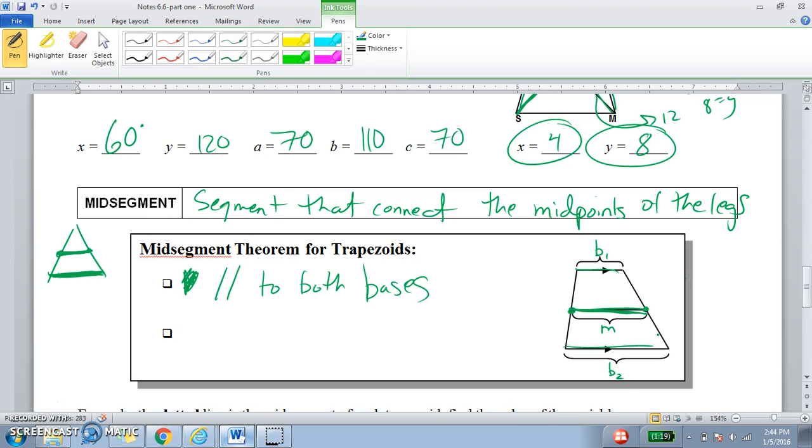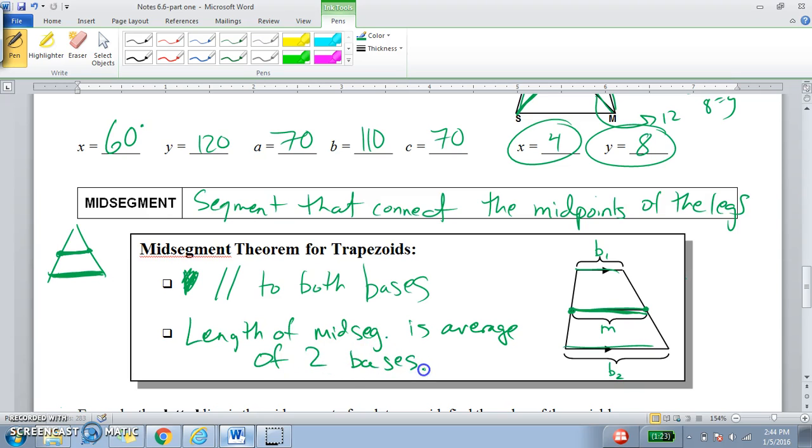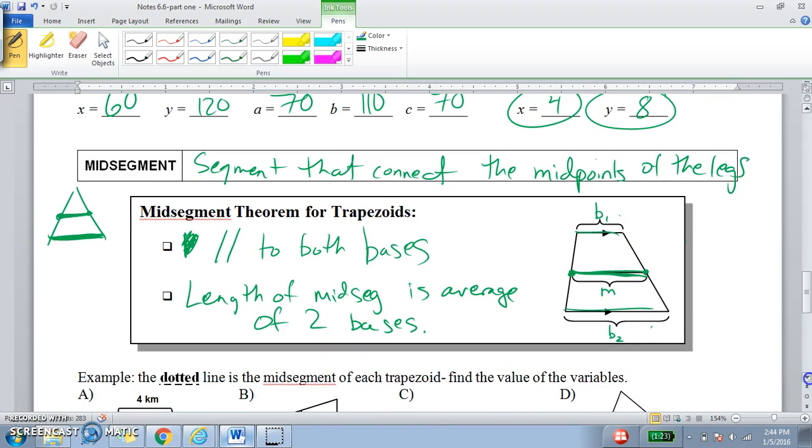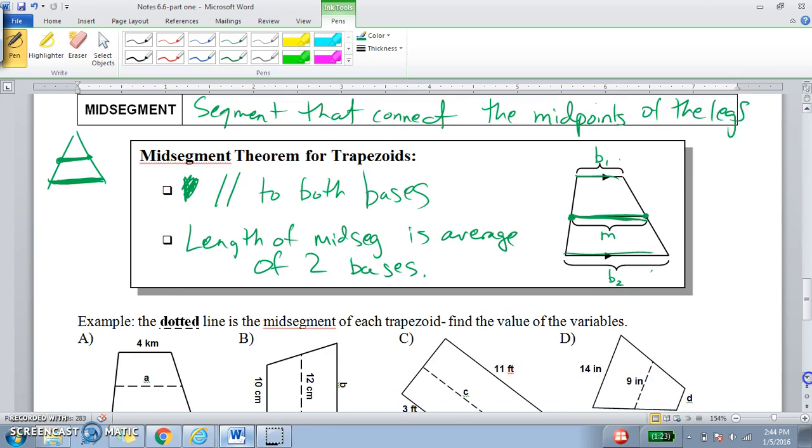The length of the midsegment is the average of the two bases. So to find the midsegment, to average two things, we add them together and divide by 2. So if I wanted to find the midsegment, I would add the length of this base to the length of this base and then divide that number by 2. And we'll see an example of that right here.